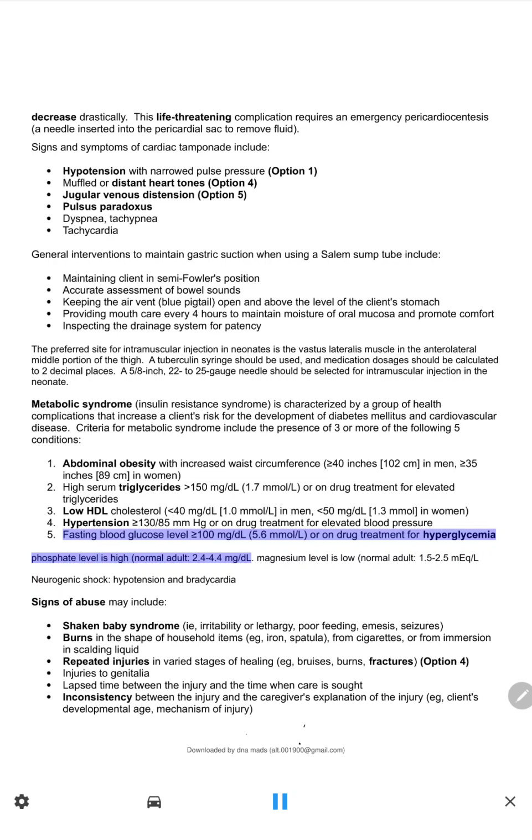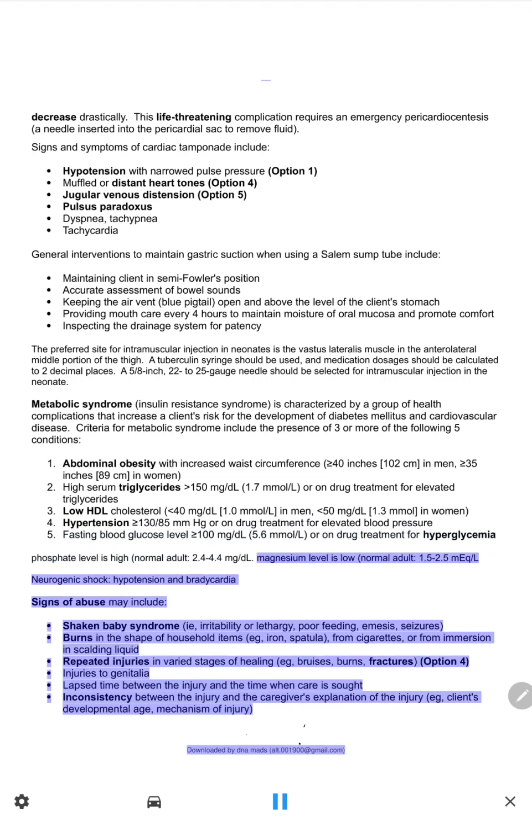Phosphate level is high, normal adult, 2.4 to 4.4 mg per deciliter. Magnesium level is low, normal adult, 1.5 to 2.5 mEq/L. Neurogenic shock, hypotension and bradycardia.